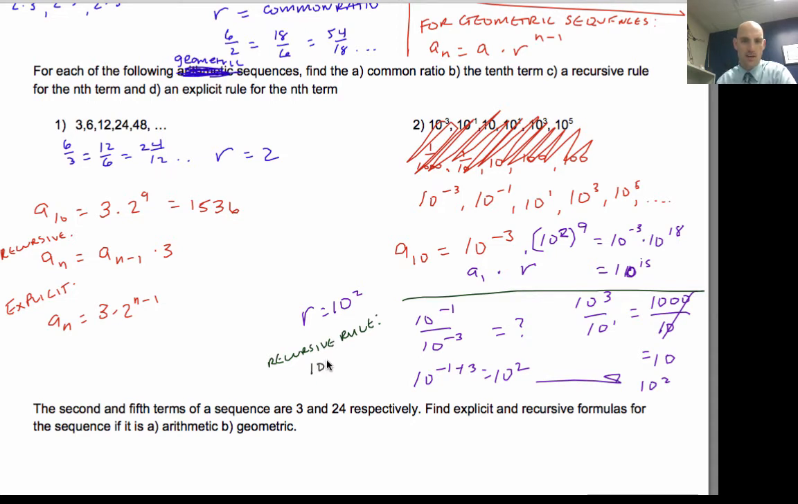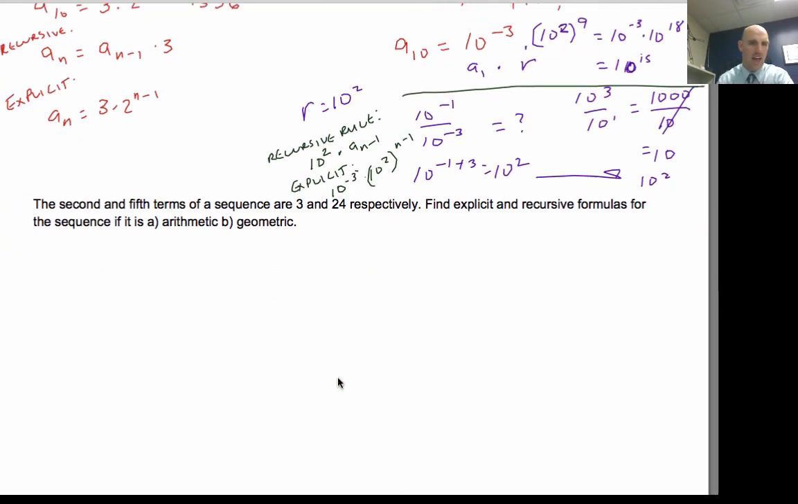would be 10 squared, the common ratio, times a sub n minus 1. And my explicit would be this. It would be my 10 to the -3rd, so my first term, times 10 squared to the n minus 1. Okay? All right, last problem here.